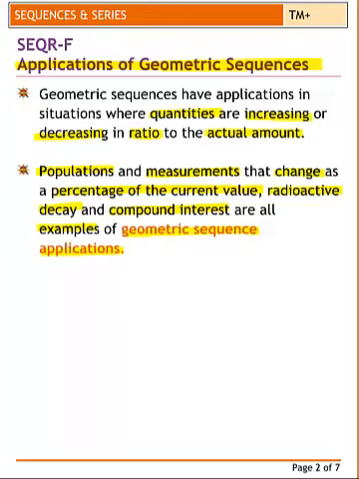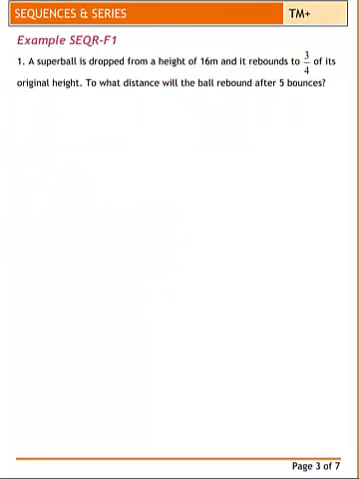So let's look at an example. A super ball is dropped from a height of 16 meters and it rebounds to 3/4 of its original height. To what distance will the ball rebound after 5 bounces? A lot of students will just go straight off n is 5. But if you think about the problem, you'll realise that actually isn't the case. The ball's starting off at 16 meters. It's only rebounding to 3/4 of its height each time. So next it goes up to 12 meters. Then again, times by 3/4 and I get 9 meters, and that will continue.